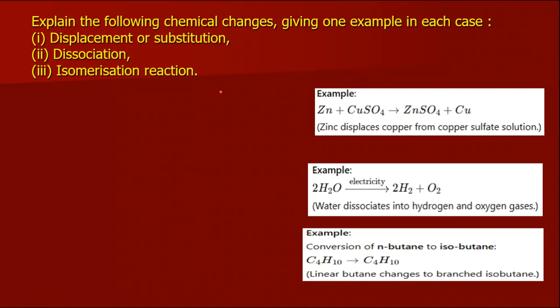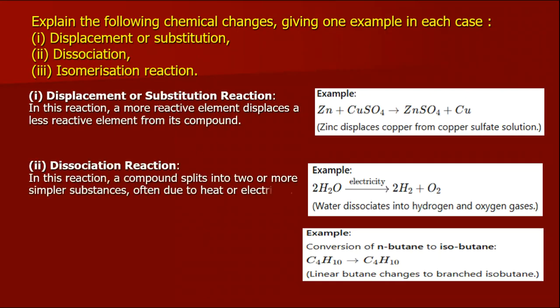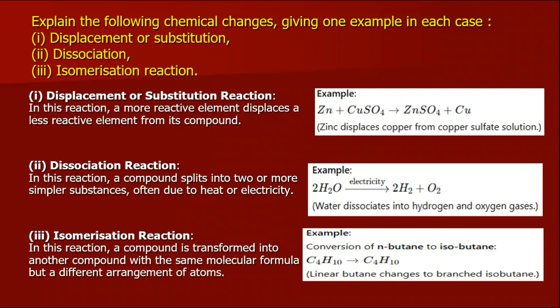Explain the chemical reactions giving one example in each case: displacement or substitution. You can see displacement or substitution reaction here. In this reaction, a more reactive element displaces a less reactive element from its compound. जो भी रिएक्टिव एलिमेंट है, लो है, उसको वो रिप्लेस कर देता है. यानी वही बात, जिसकी लाठी उसकी भैंस.